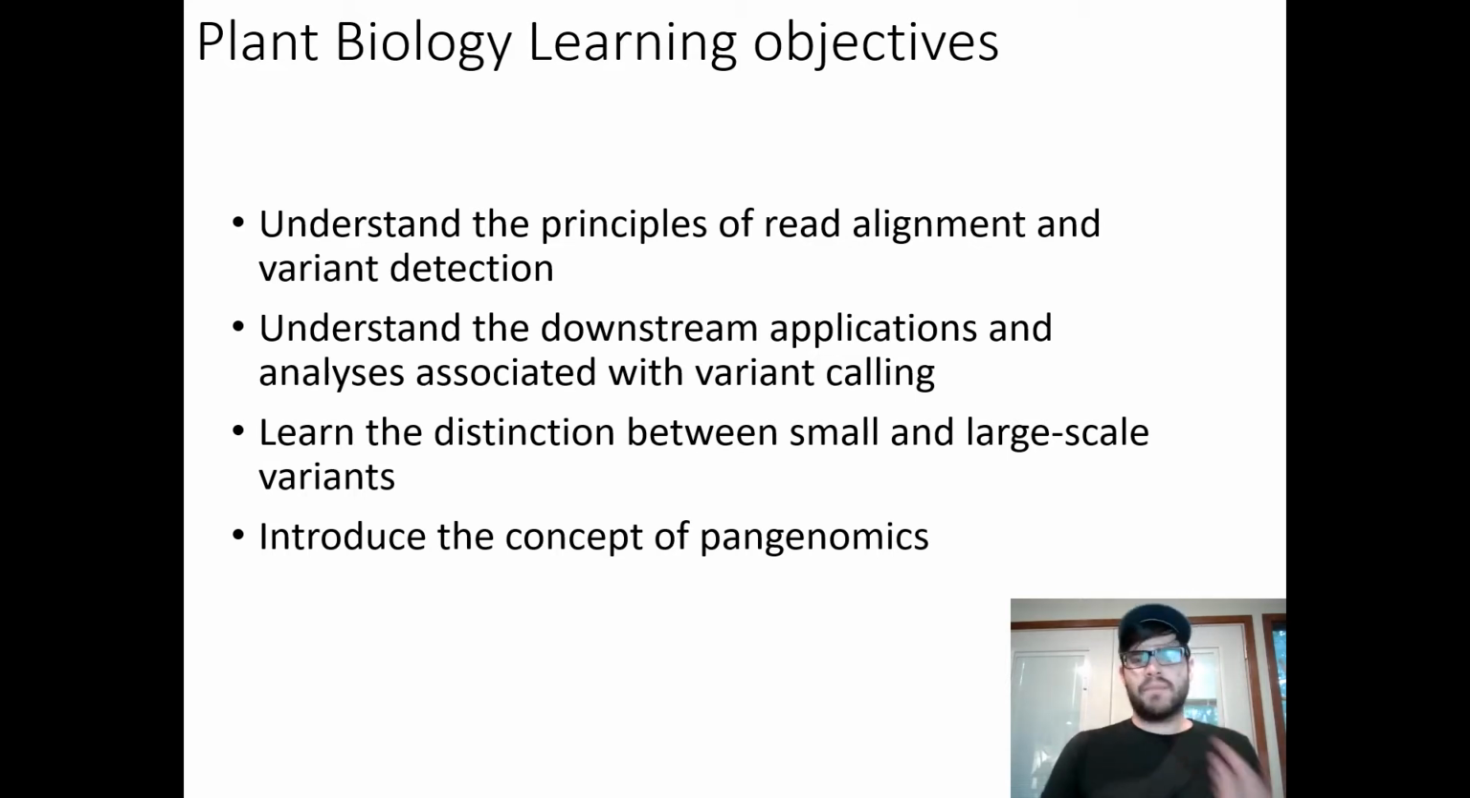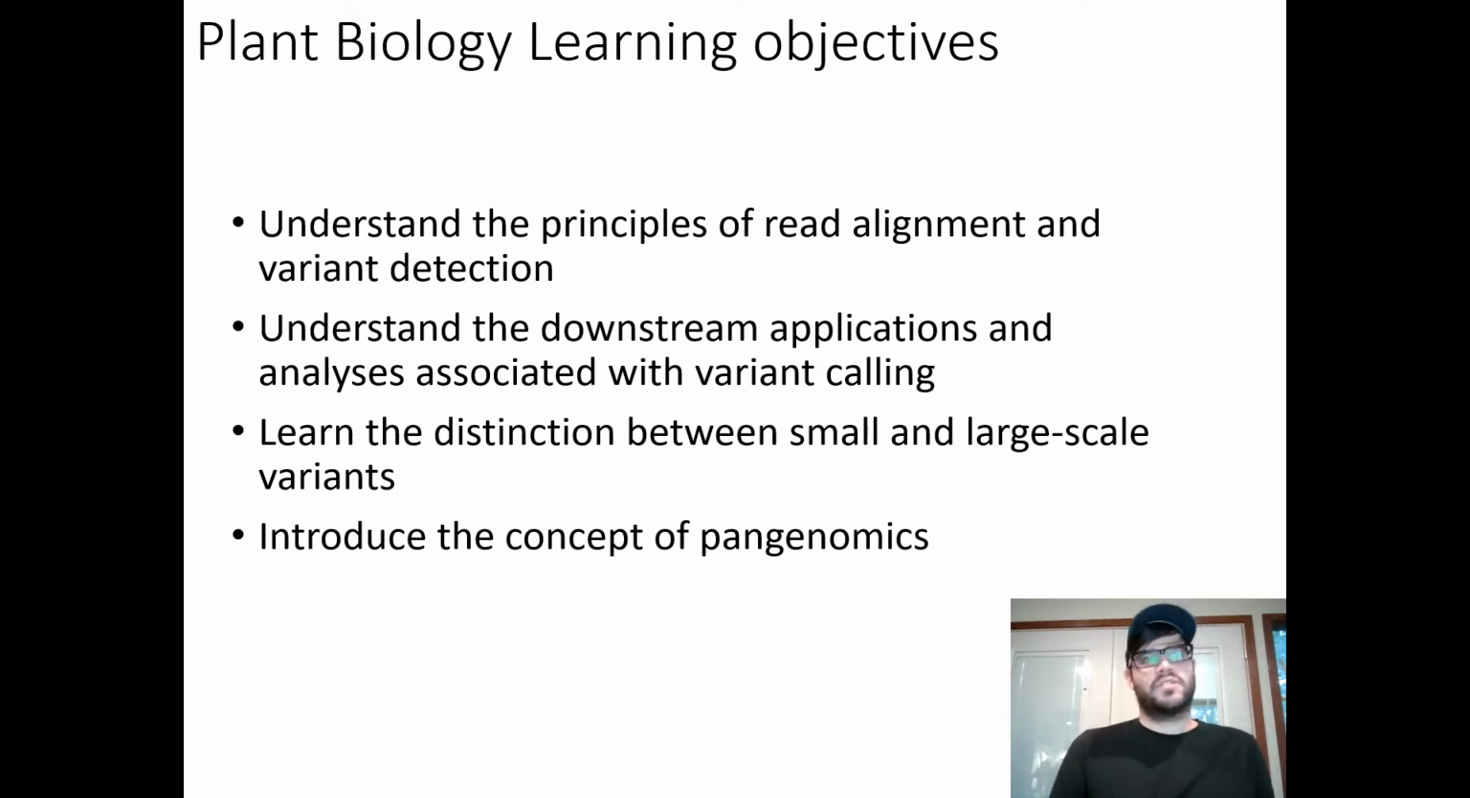The plant biology learning objectives are listed here. The first is to understand the principles of realignment and variant detection, so how we can use Illumina data to identify differences between individuals in a population or individual accessions. We want to understand the downstream applications and analyses associated with variant calling. Once we have our matrix of differences between our reference and whatever individuals we're looking at, what types of analyses can we run, and what are the limitations and the strengths?